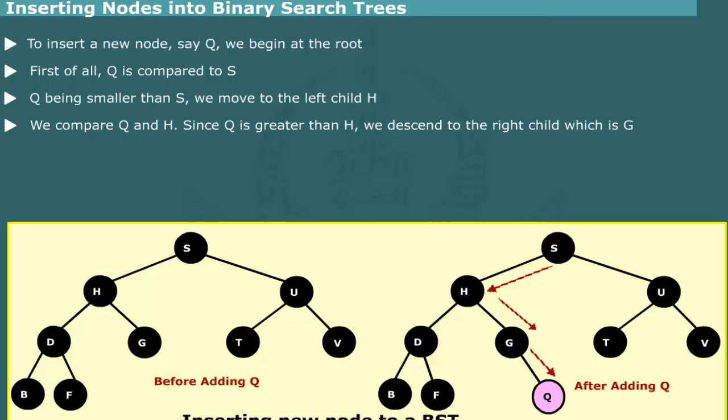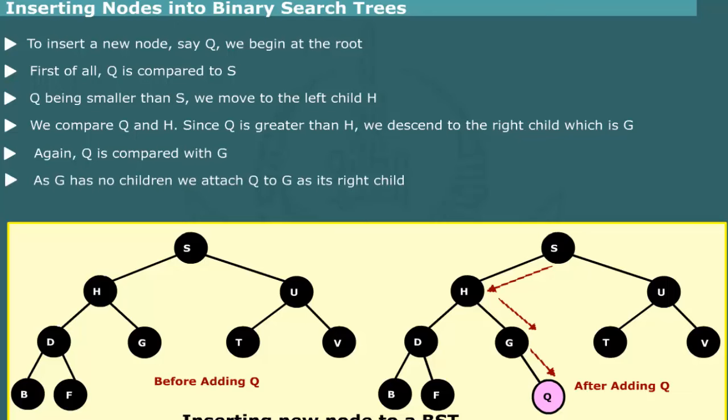We compare Q and H. Since Q is greater than H, we descend to the right child, which is G. Again, Q is compared with G. Since it is greater than G and G has no children, we attach Q to G as its right child. Notice that after insertion of Q, the binary search property is preserved.